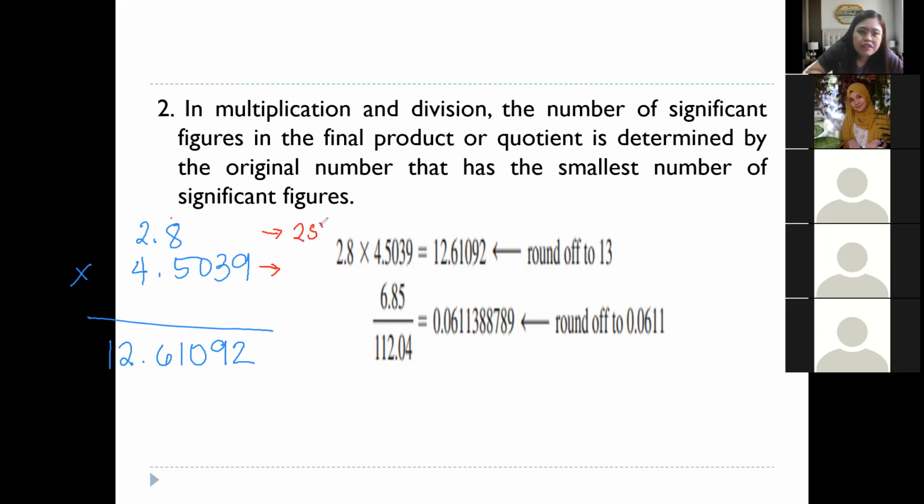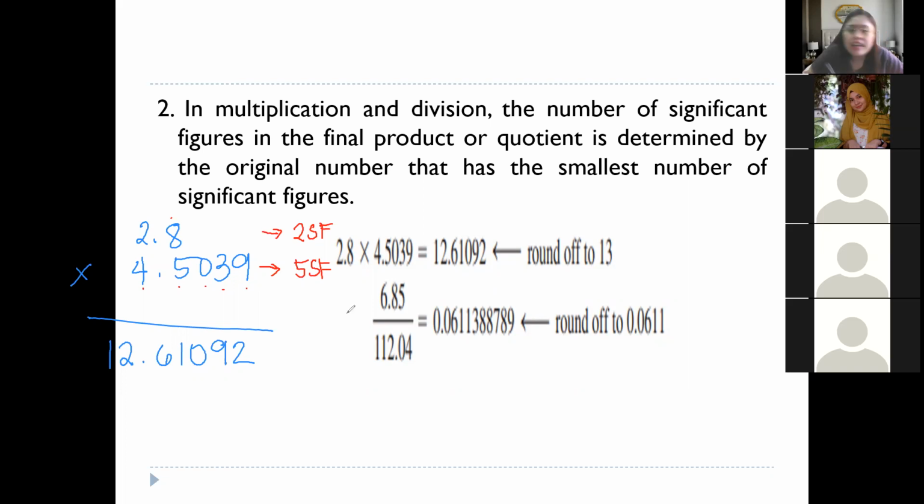You have 2 significant figures here. For the second one, we have 1, 2, 3, 4, 5. We have 5 significant figures for the second given. So the 0 is included, since it's in between. Now, which one is smaller? Of course, the 2 significant figures. Meaning, when we round off our answer, only 2 significant figures should remain.